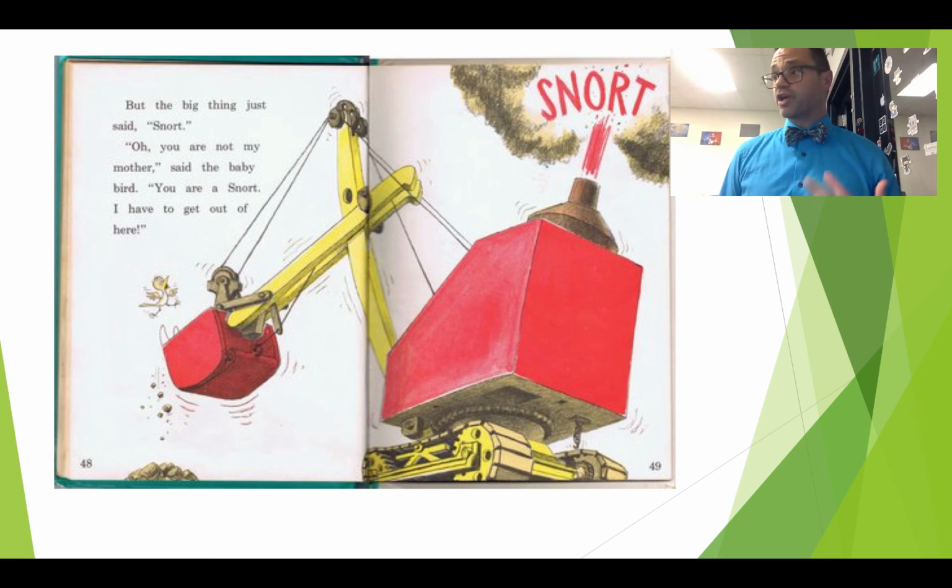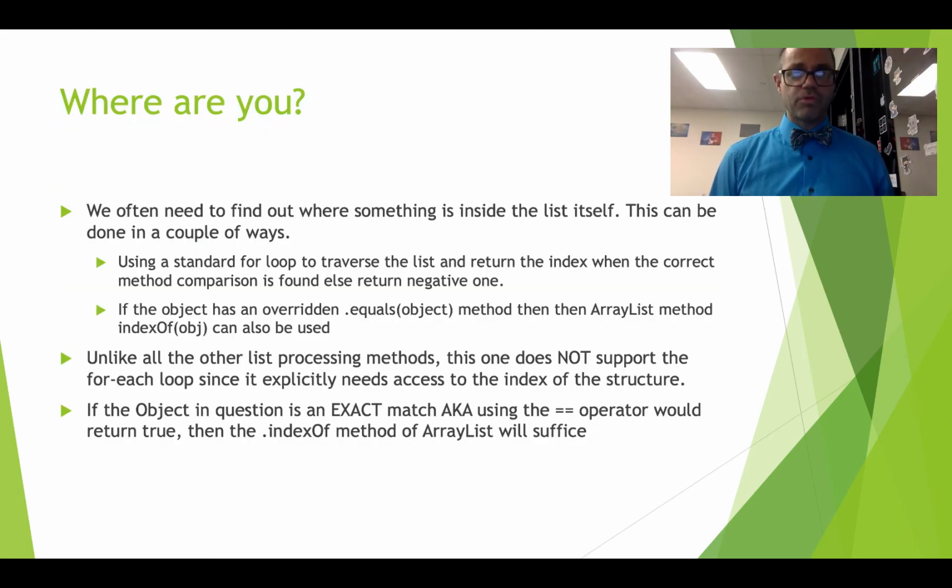And as the baby bird is trying to find its mother, we have the same idea. Can we find a certain thing inside a list? Let's take a look at that. When we find where you are inside the list, we have to actually look at where it is. We can do it a couple of ways. We can use a regular for loop to traverse the list and return the index when we find the correct one, or negative one if it's not found. We can't use a for each, though, because we have no idea where we are when we're using enhanced for loops. So we have to make sure we use this.